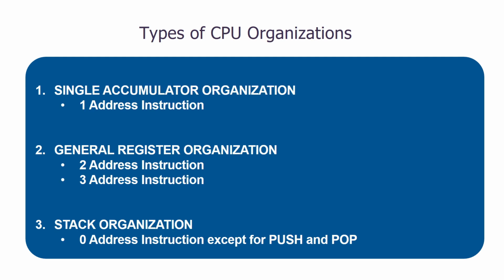So there are three types of CPU organizations. The first one is single accumulator organization. In a single accumulator organization, we have one address instruction. What does one address instruction mean? Let's see the format of an instruction first.